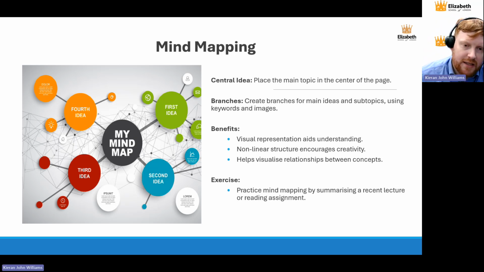Okay, so same again here for mind mapping. So maybe pause the video here, take a couple of minutes to look at the information, and then we will discuss the details a bit more specifically.